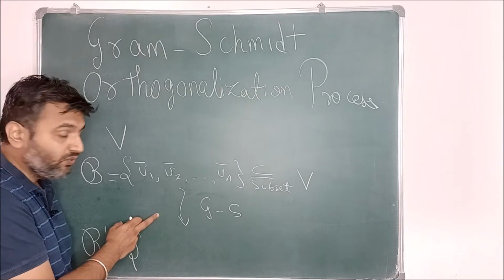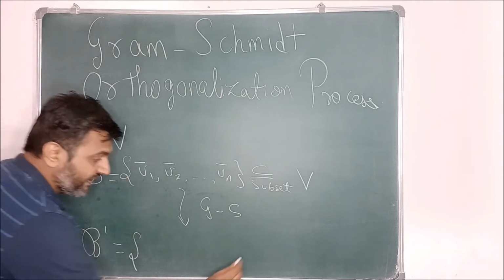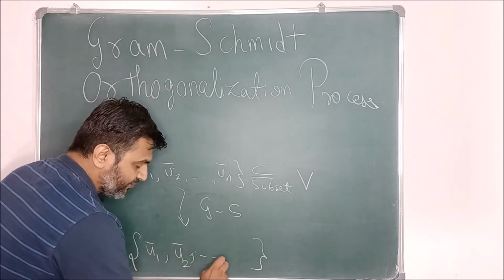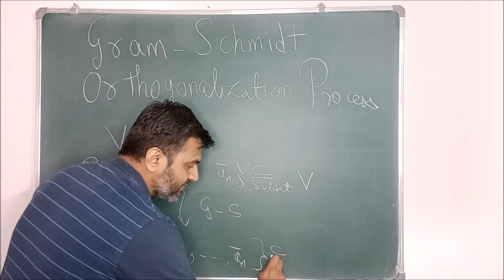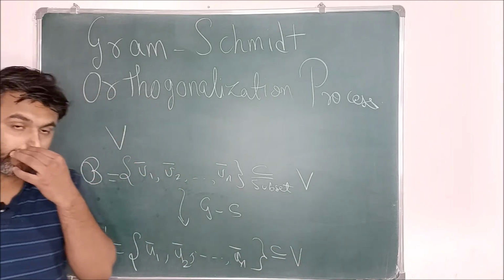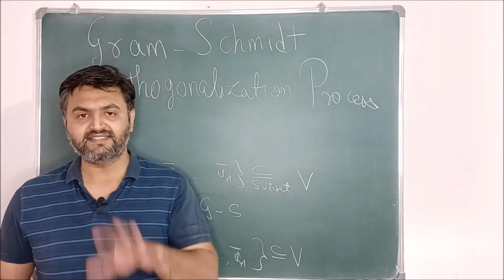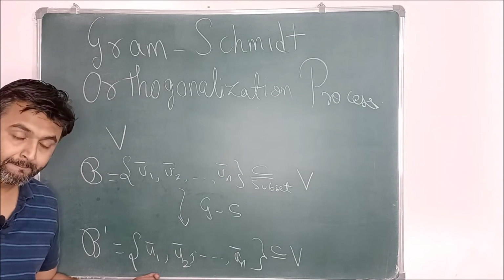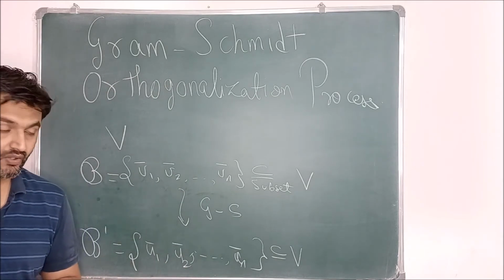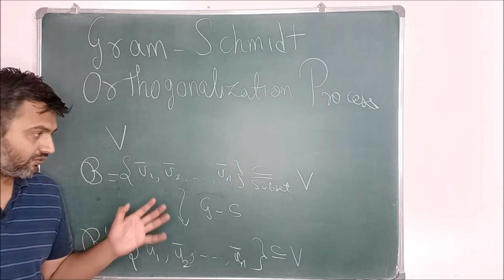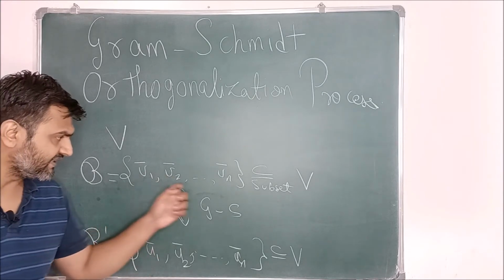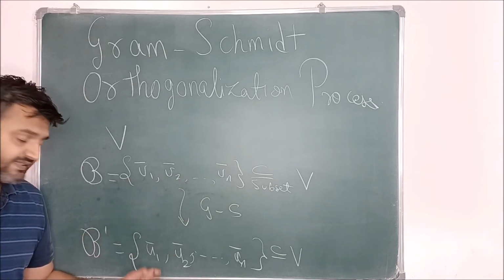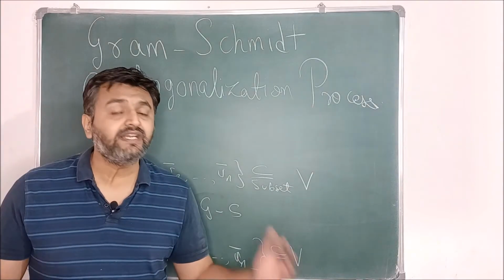So what does this process do? It will convert any given set into an orthogonal set. So say U1, U2 up to Un. This is also a subset of V. If you want an orthogonal set, you take any subset of a vector space and apply this process. Whatever new set you get is the orthogonal set. Obviously these two sets will be different, because here the vectors are not orthogonal, whereas here the vectors are orthogonal. But they are not that different.